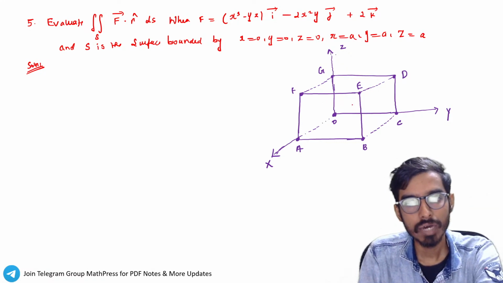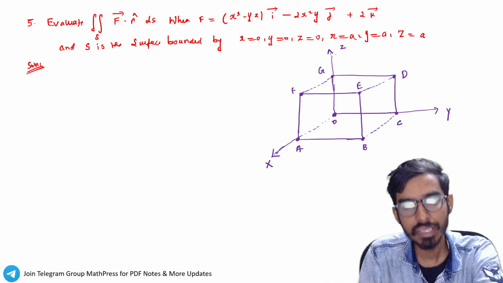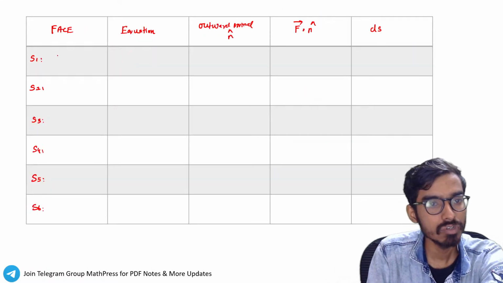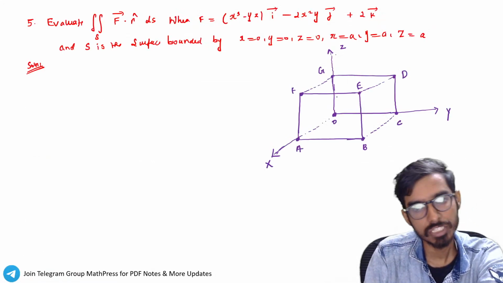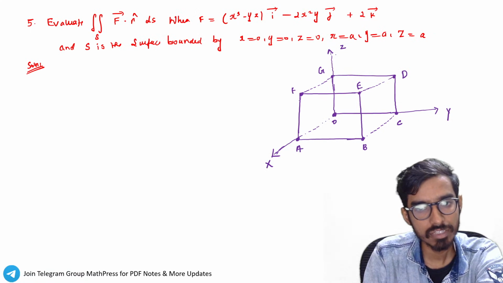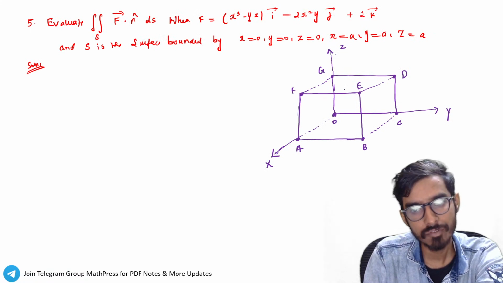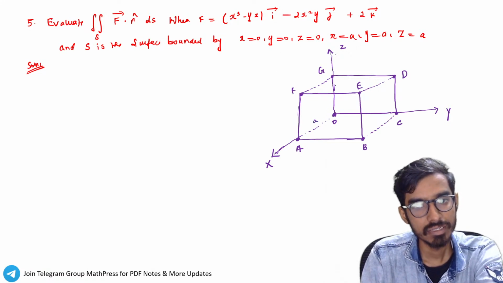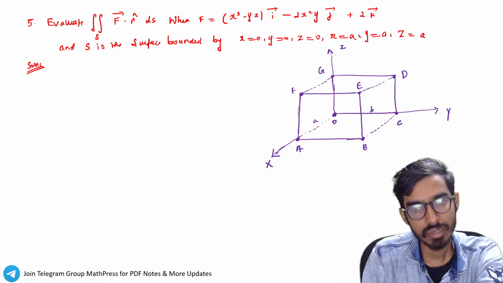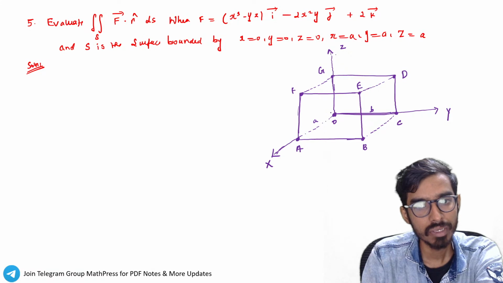Okay. So what is the front face here? A, B, E, F is your front face. Now, what is the equation of this front face? You just see this is the front face, right? Now you can see this is bounded by x equal to A, this distance is B, this distance will be A, and this will be, sorry, C, right?